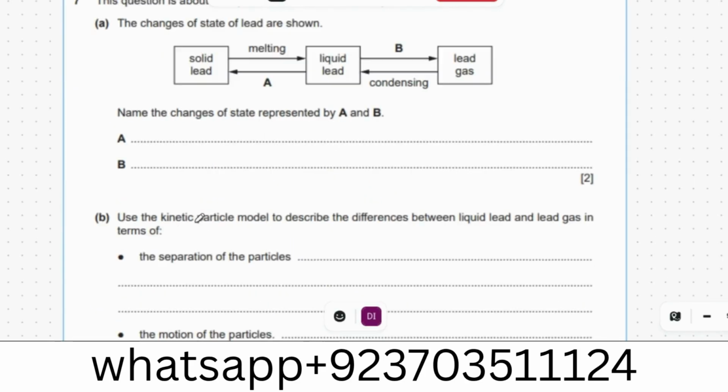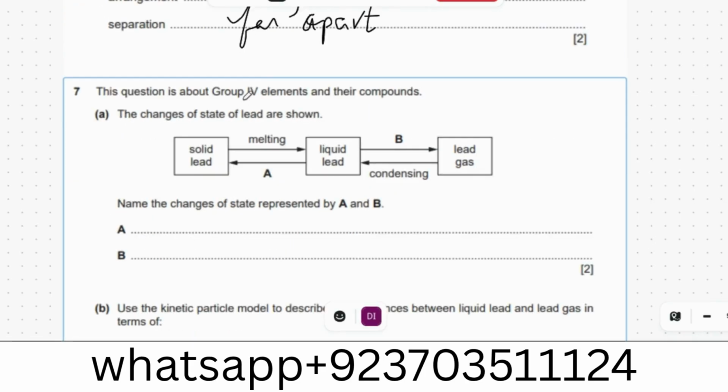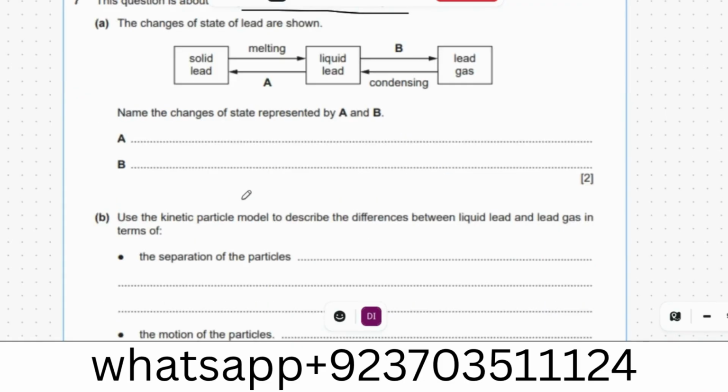Now there is a question about group 7 elements and their compounds. The states of lead are shown. Name the change of state A and B. A is from liquid to solid, that is freezing. And B is from liquid to gas, that is boiling. Simple. We have already done this question.